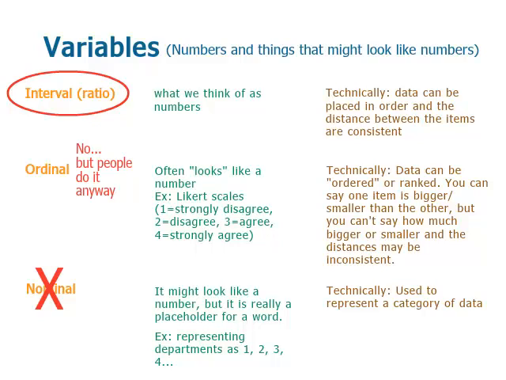So that's all that you need to know about variables. There are 3 kinds of variables: interval variables, which are really numbers; ordinal data, which are representing rankings of categories; and then nominal data, which really are just placeholders for words.